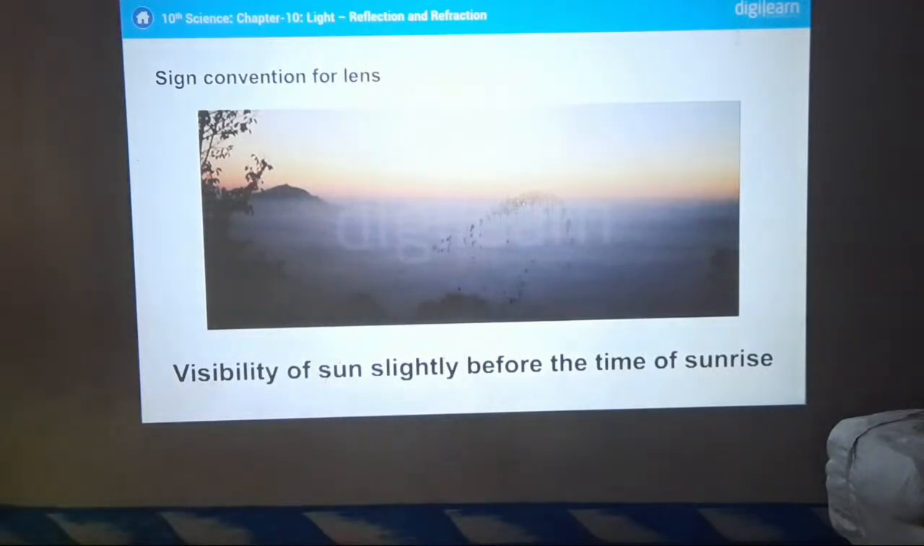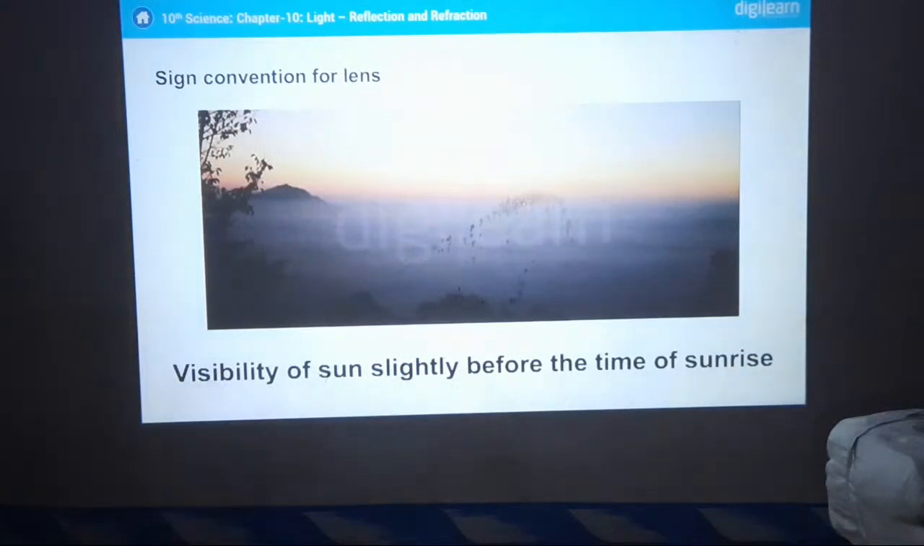When the rays coming from the sun enter into the atmosphere, which is a denser medium than vacuum, they bend away from the normal to the incidence because of refraction. Since we see the refracted rays coming from the sun, the sun becomes visible slightly ahead of the time of sunrise.